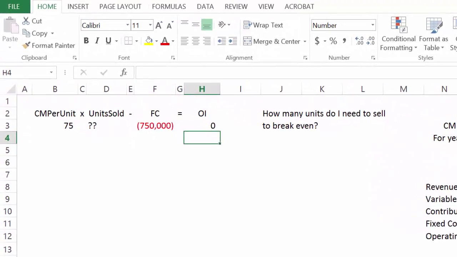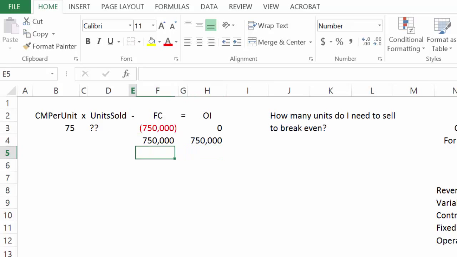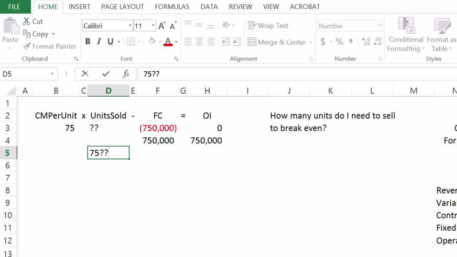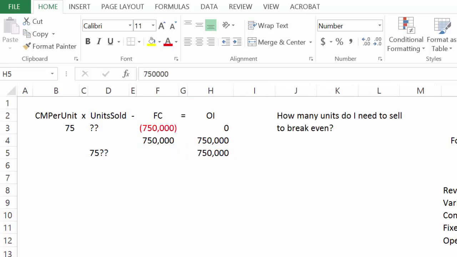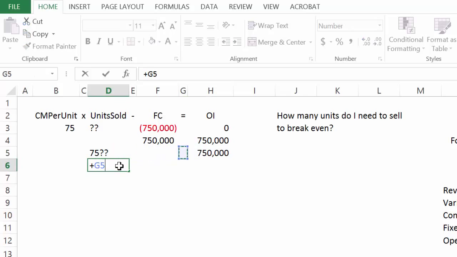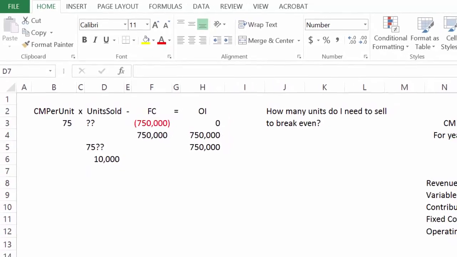Okay, we can rearrange this a little bit. If I add 750,000 to each side of this equation, then what I end up with over here is 75 times something equals, these two cancel each other out, and then we have 750,000 on the right side. So basically what we have is 75x equals 750,000. Well, how do you solve for x then? We're just going to take the 750,000 and divide it by 75. We need to sell 10,000 units.